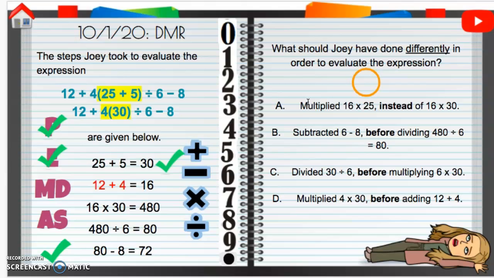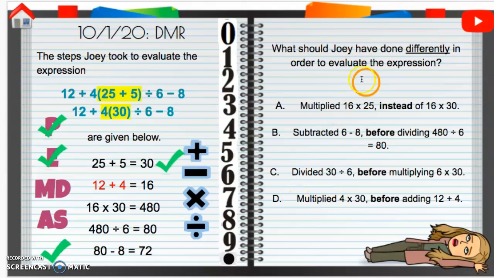So what should he have done differently? So he should have multiplied 16 times 25 instead of 16 times 30. Well, no, we said multiplication. We said we have to do 4 times 30. So did he subtract? He should subtract 6 minus 8 before dividing. No, you don't subtract before dividing. He should divide 30 divided by 6 before multiplying. No.